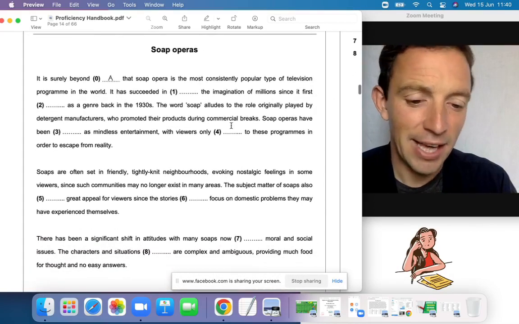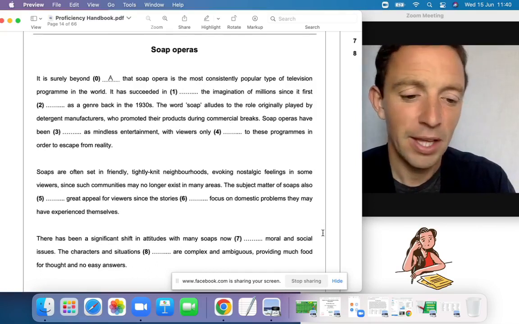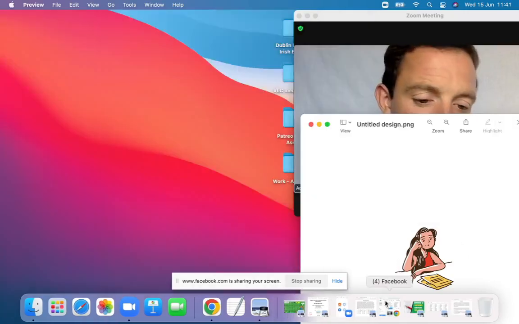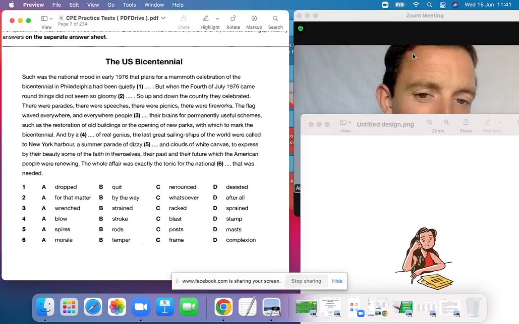And in fact, I have another exercise here that we might look at. And let's open this exercise. And I will show you the exercise.